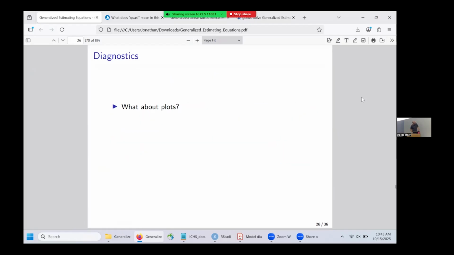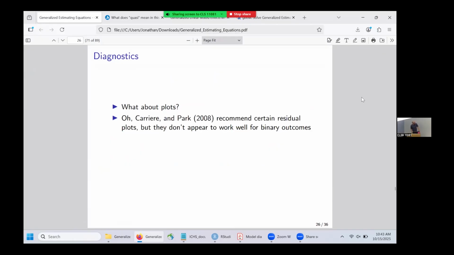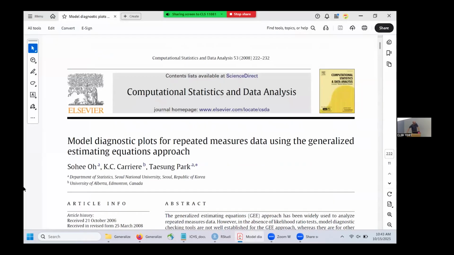What about diagnostic plots? This is the bane of my existence. It's hard to find good advice. I did find this one paper, Carrier and Park from 2008, in the journal Computational Statistics and Data Analysis. They do offer some recommendations for residual plots.